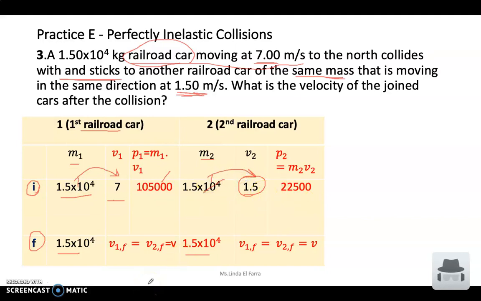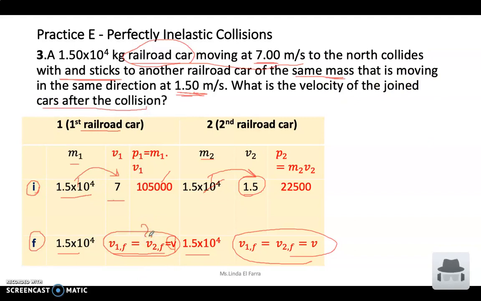Now let's come to the final. Final velocities are always equal, because after they stick together, they will move with the same velocity. So I will call this velocity V. V1 final for the first object will equal V2 final for the second object, and I name it V because it's the same velocity. What is the velocity of the joined car after the collision? Which means I need the value of V.